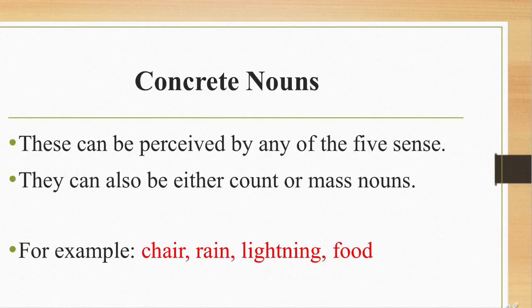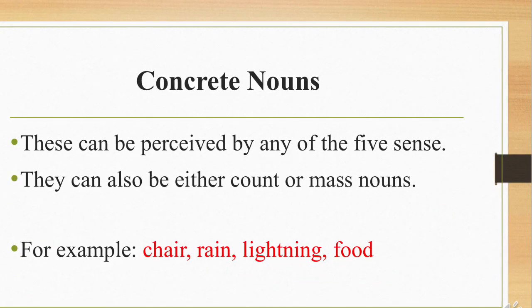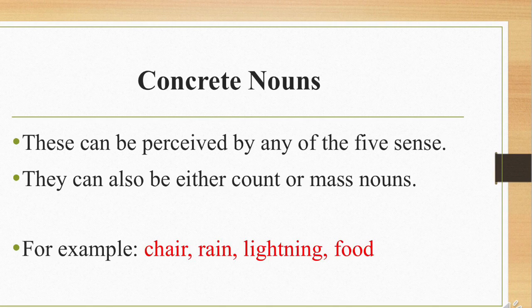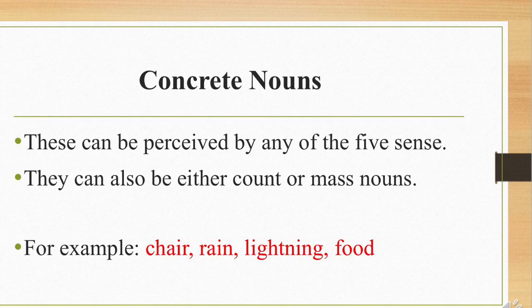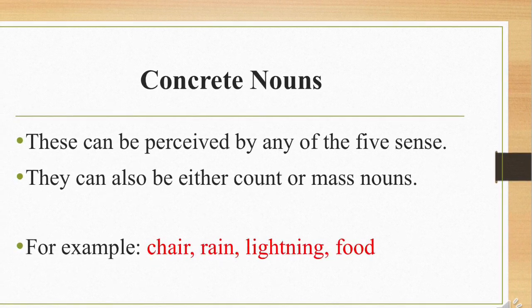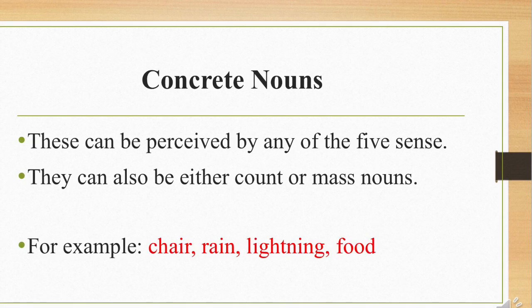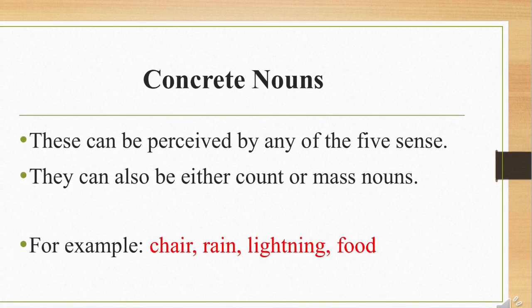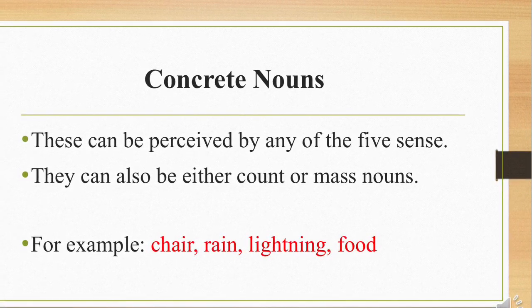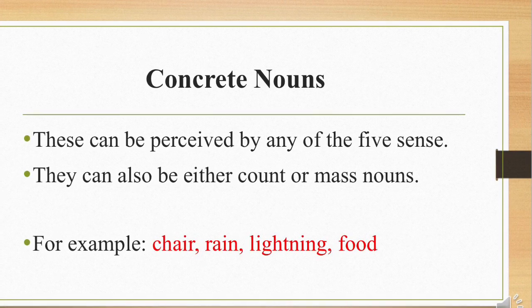Number 6. Concrete nouns. These can be perceived by any of the 5 senses. They can also be either count or mass nouns. For example, chair, rain, lightning, food.